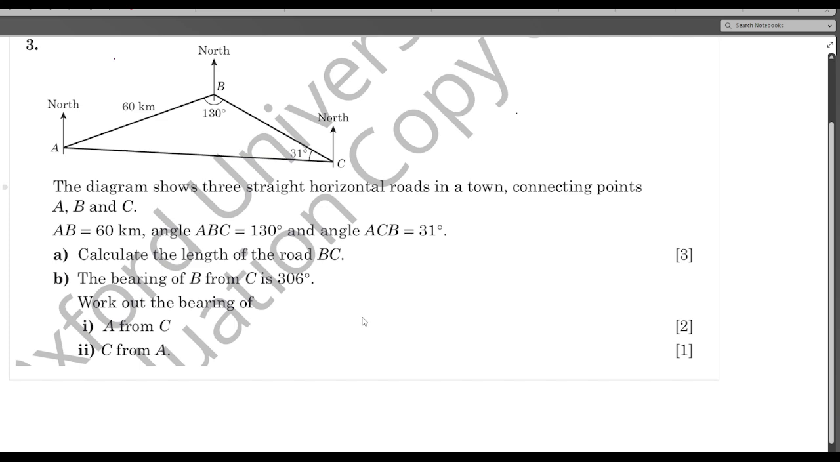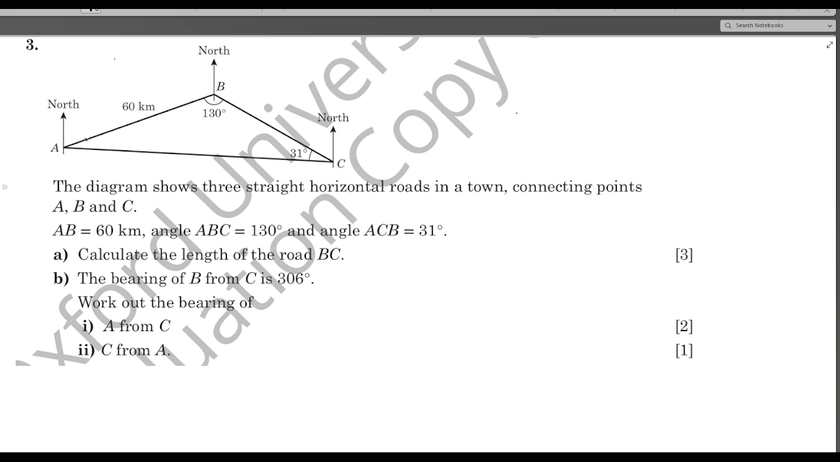Now, if one side and its opposite angle are given and any other angle or any other side is given, then we can use the sine rule. So here I am going to use the sine rule. Now for that, as we have to find the length of BC, I should know what its opposite angle is.